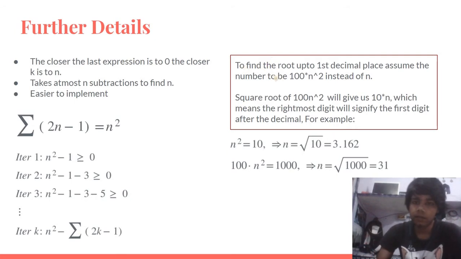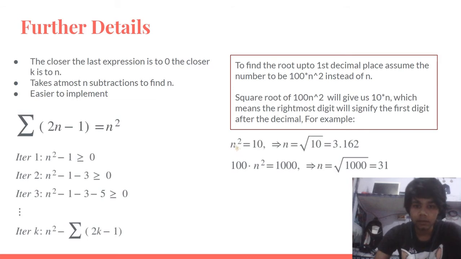If we have to find the approximation correct up to the first decimal place, we cannot implement that in 8085 directly. So we can do this instead: you multiply n square by 100 and then find the square root of that number. So that would be 10n, and the least significant digit will signify the decimal place, the number after the decimal.